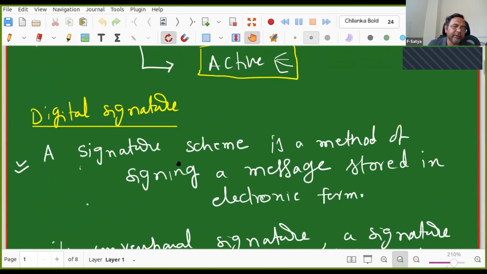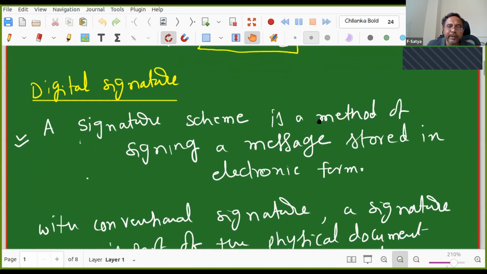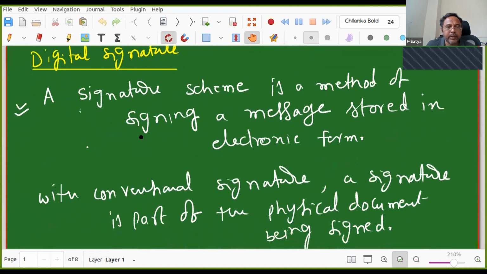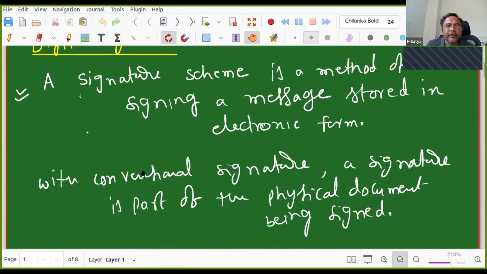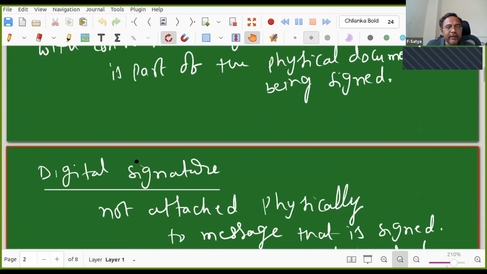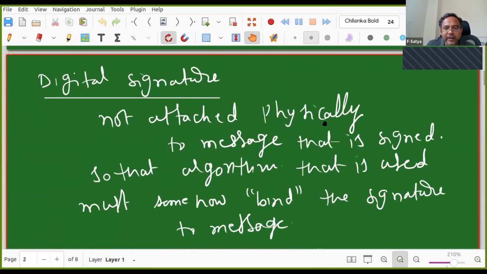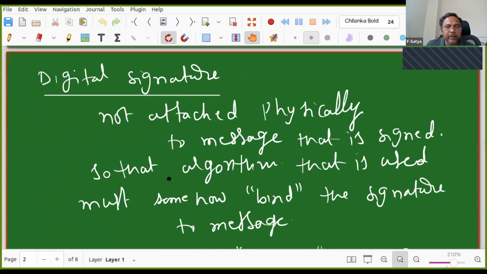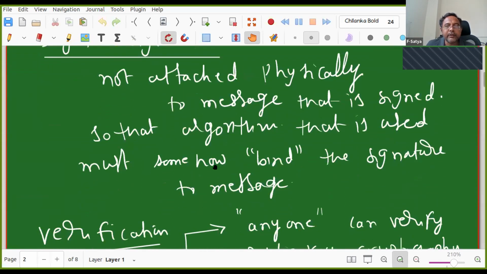Now coming to the digital signature. A signature scheme is a method of signing a message stored in electronic form. That is a simple definition. With a conventional signature, the signature is part of the physical document being signed, right? When you sign it, you see the signature at the end. But with a digital signature, it is not attached physically to the message that is signed. So the algorithm used must somehow bind the signature to the message. Is it okay?